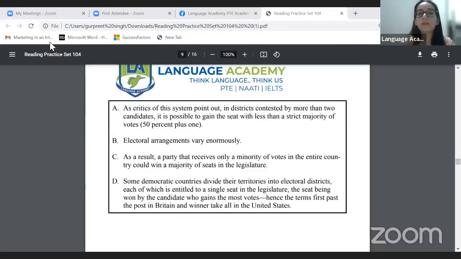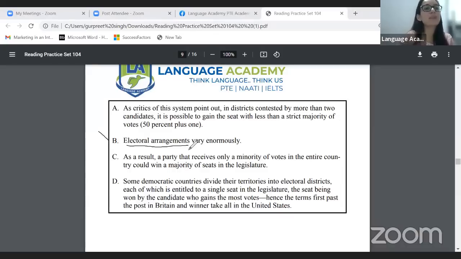Good. Some of you have done it well. So this says the first sentence is B because that's our topic. Electoral arrangements vary enormously. Those who have written D as the first sentence, please try to get into this concept of what is the first sentence. First sentence is the most general sentence out of all the sentences. A sentence which tells you, okay, this is the topic.